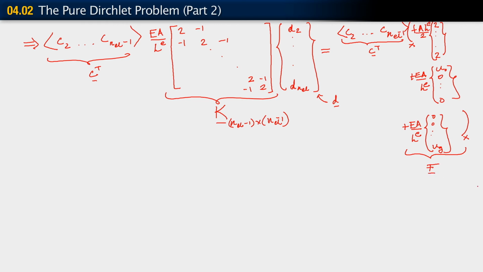So once again we have C transpose KD equals C transpose F for all vectors C now belonging to a smaller dimensional space R^(NEL -1). Okay, and then what this implies, of course, as before, is KD equals F. Okay, our final finite element equations to be solved.